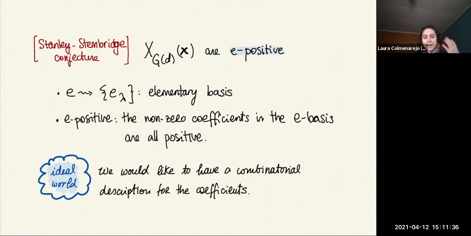And if I were to think about what I really want to solve here, I actually want to have a combinatorial description of the coefficients such that there are no negative signs. So I'm saying that this is my ideal world, because we are not going to get there.